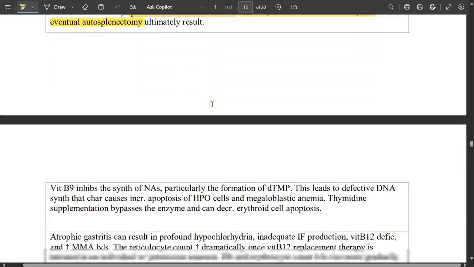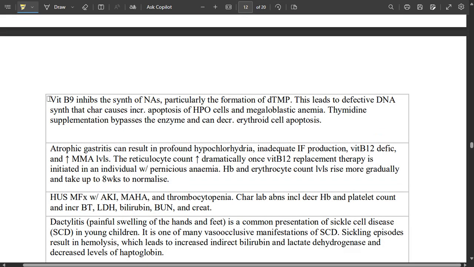There is also a fact discussed earlier. Now, vitamin B9 deficiency inhibits synthesis of nucleic acids, particularly the formation of dTMP. So, DNA formation is impaired.